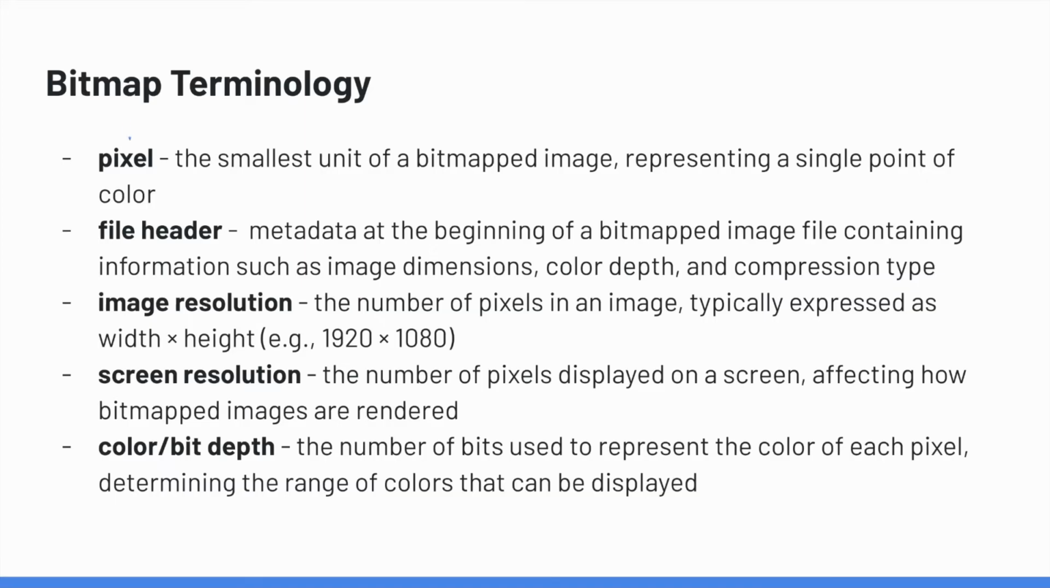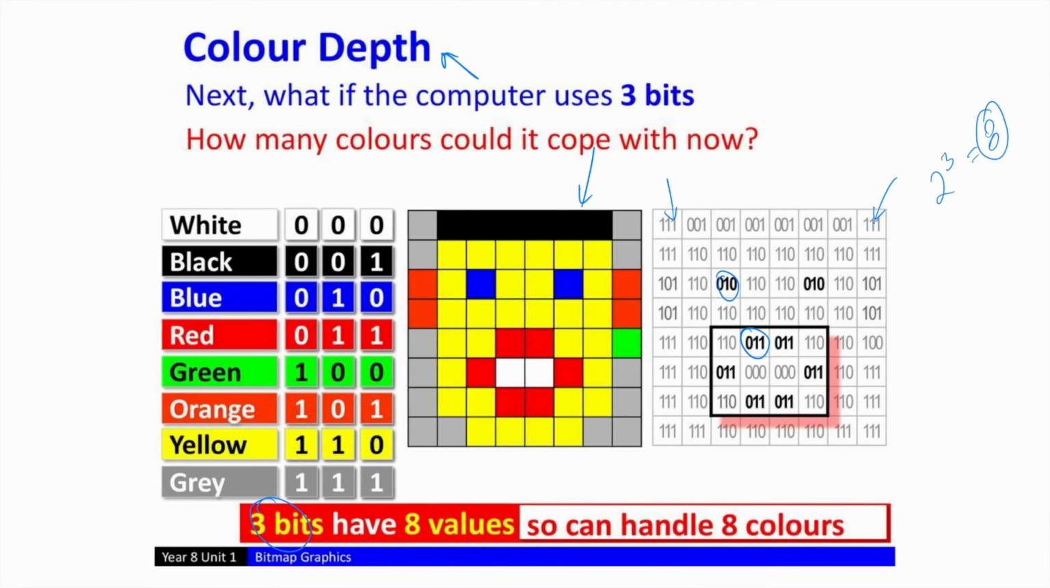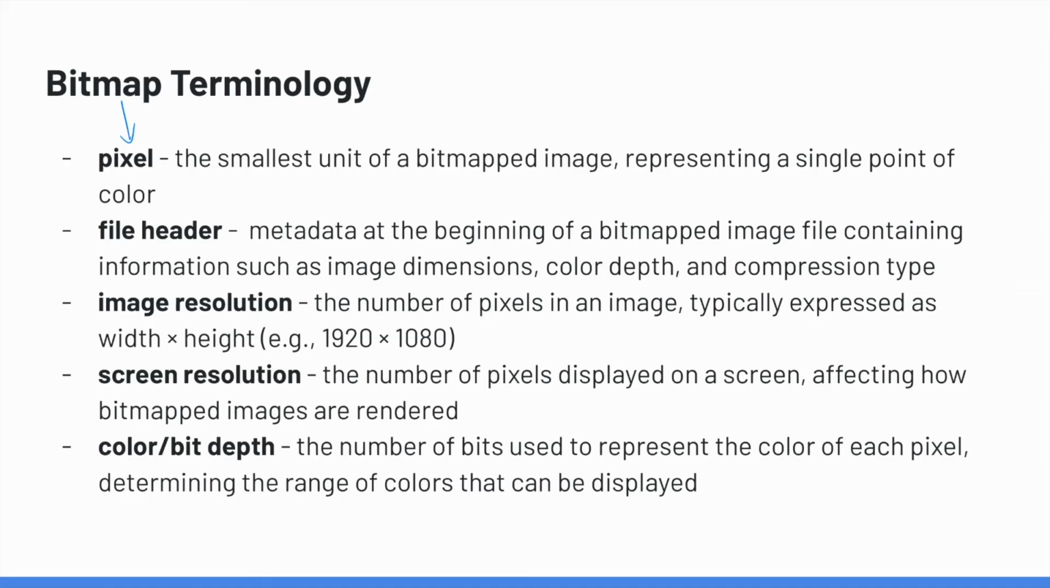First is pixel. A pixel is the smallest unit of a bitmap image, representing a single point of color or a single square. Now, as I said before, screens are made up of a set number of pixels, like for example, 1920 by 1080, with 1920 being the width of a screen and the height being 1080.